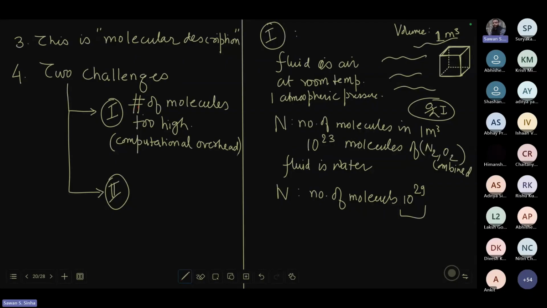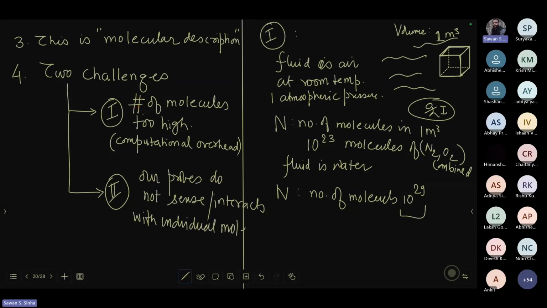The second problem, or the second challenge with the molecular description, is that our probes do not sense or interact with individual molecules, but with a bunch of them at a time.